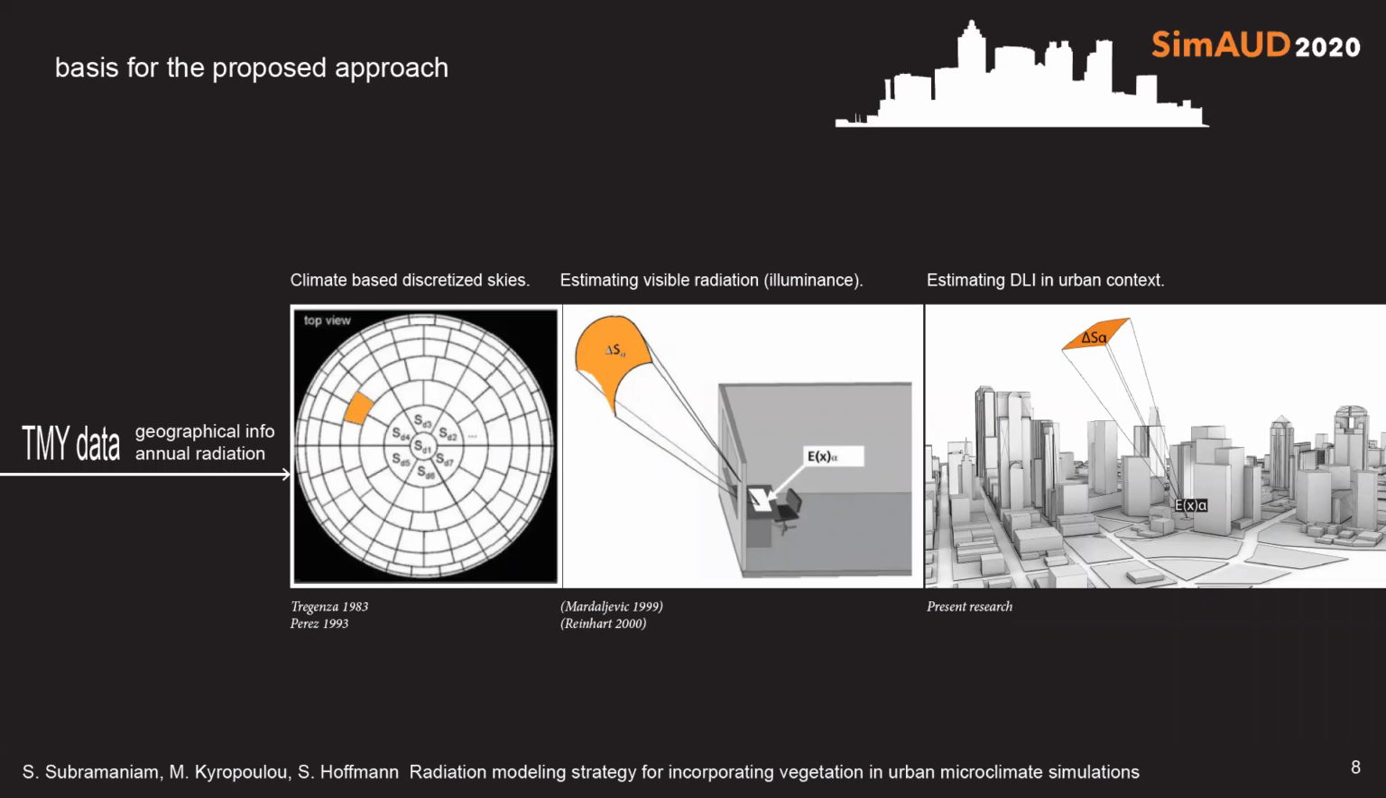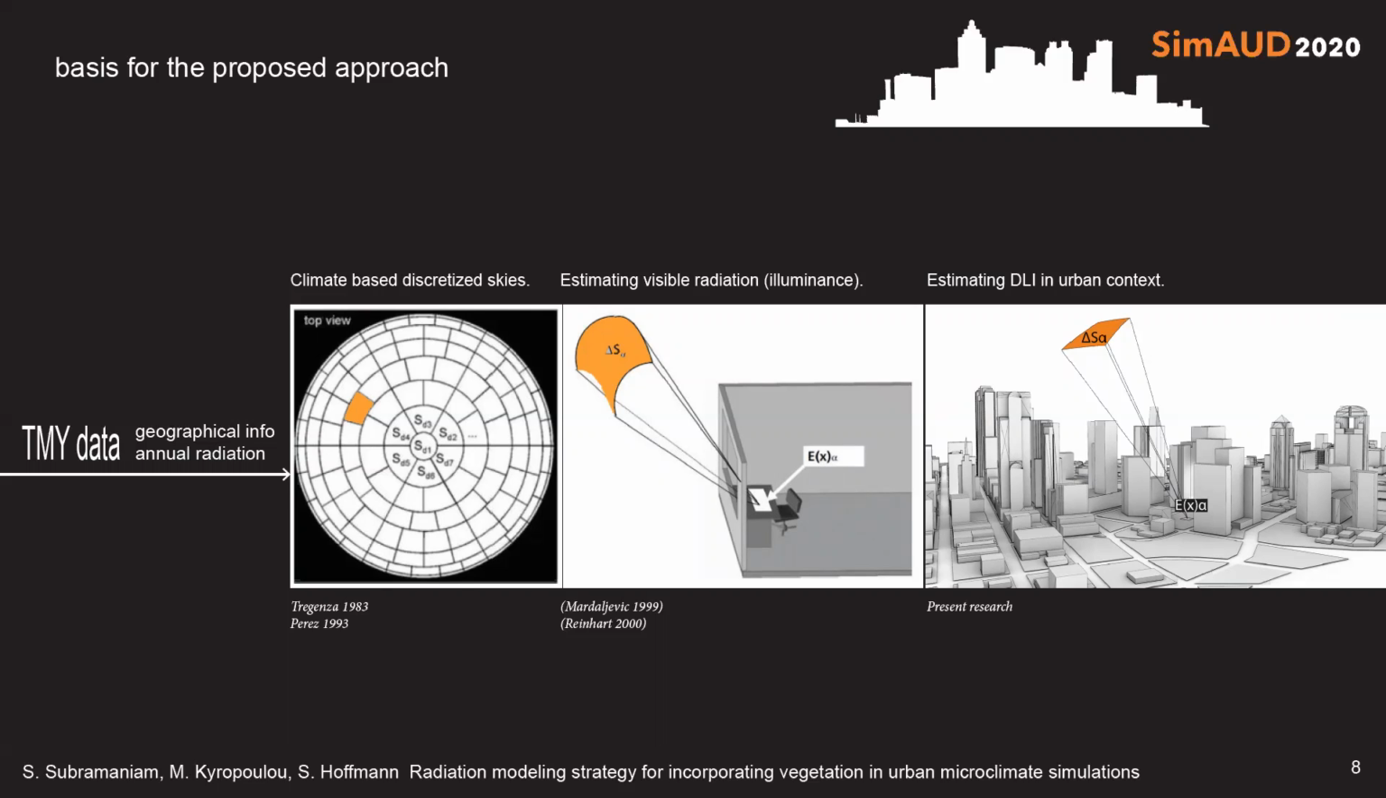So as you can see from the image on the extreme right, in a nutshell, what we were interested in was calculating DLI in an urban context. And this would require us to have an hourly annual estimate of radiation. And to do this, we drew upon the concept of daylight coefficients, which is used to calculate visible radiation or illuminance. And this has its background in building simulations.